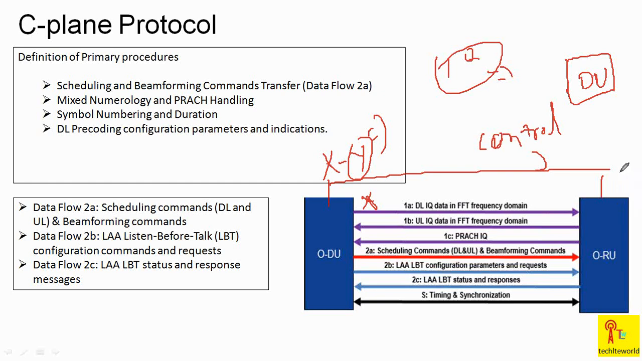Suppose there are 100 UEs connected with this RU, right? So for scheduling and beamforming information for each UE, O-DU should send the control plane data regarding this, right? So next one is mixed numerology and PRACH handling. So what is mixed numerology and PRACH handling? As you know, O-RAN basically came into existence 2 to 3 years back, basically in 2018.